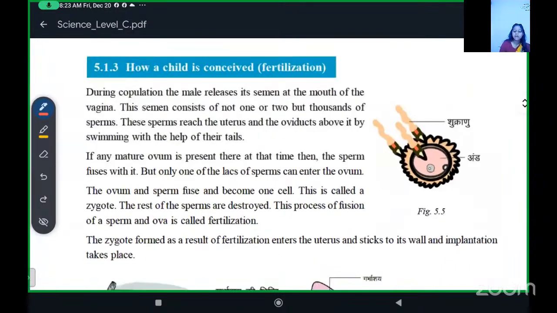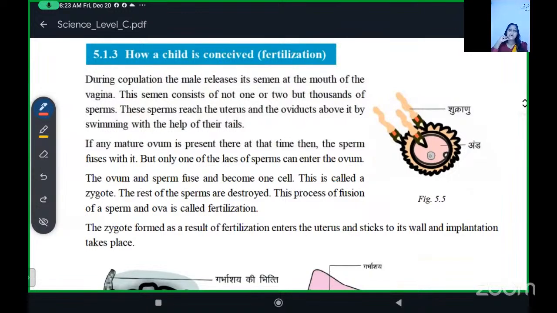Now, how a child is conceived: we have fertilization. What happens during copulation? The male releases its semen at the mouth of the vagina. This semen consists of not one or two, but thousands of sperms. They reach the uterus and the oviducts above it by swimming with the help of their tail. If any mature ovum is present there at that time, then the sperm fuses with it. But only one of the lakhs of sperms can enter the ovum.